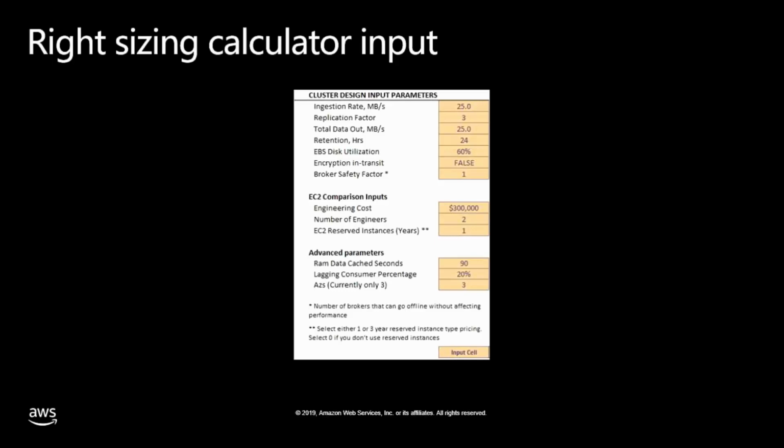You can also specify the amount of engineering time that you'll save by moving to a managed service for Kafka, and specify whether or not you're currently using EC2 reserved instances. There are some other advanced settings here, but you can go ahead and change those if you feel like they're needed.